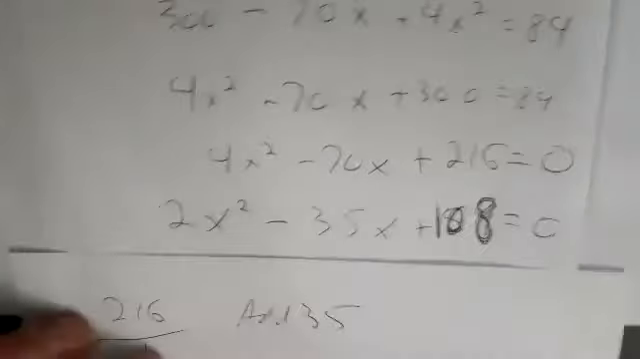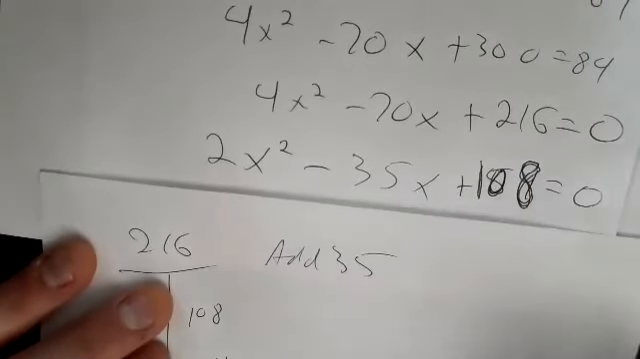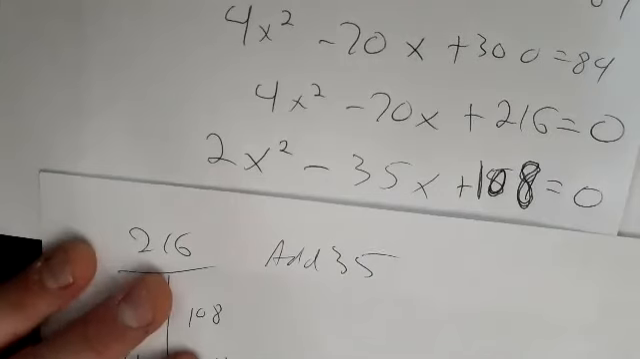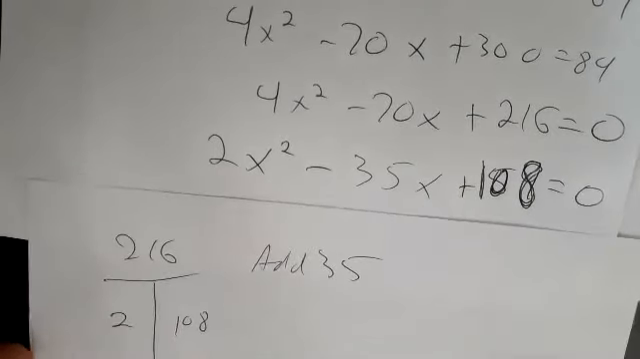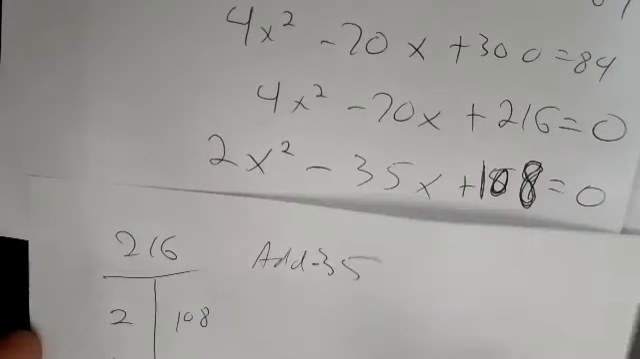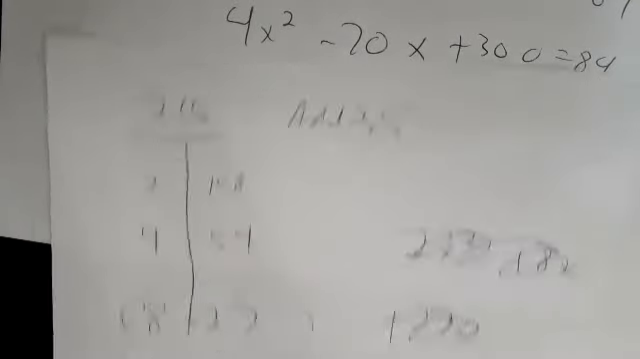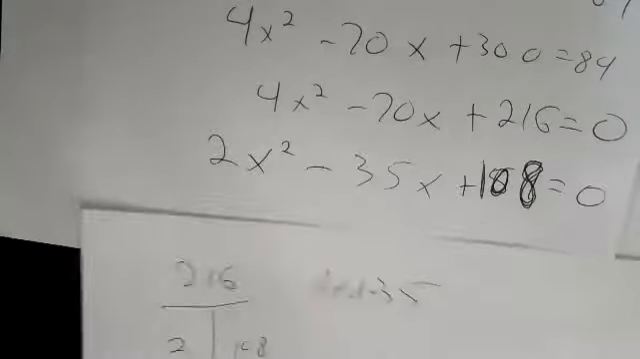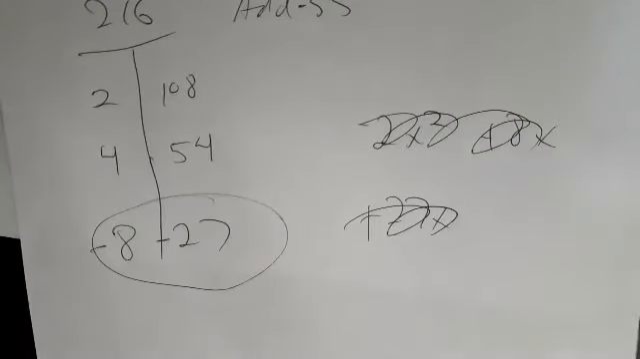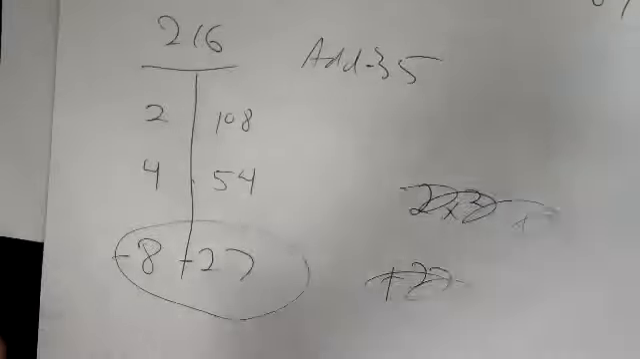So we have 2x squared. And I think I'm going to throw it in the box. Oh, they add to minus 35. They should both be negative. I messed that up. I dropped a negative sign on my 35. They both have to be negative. Minus 8, minus 27. So I want to do this in a box.